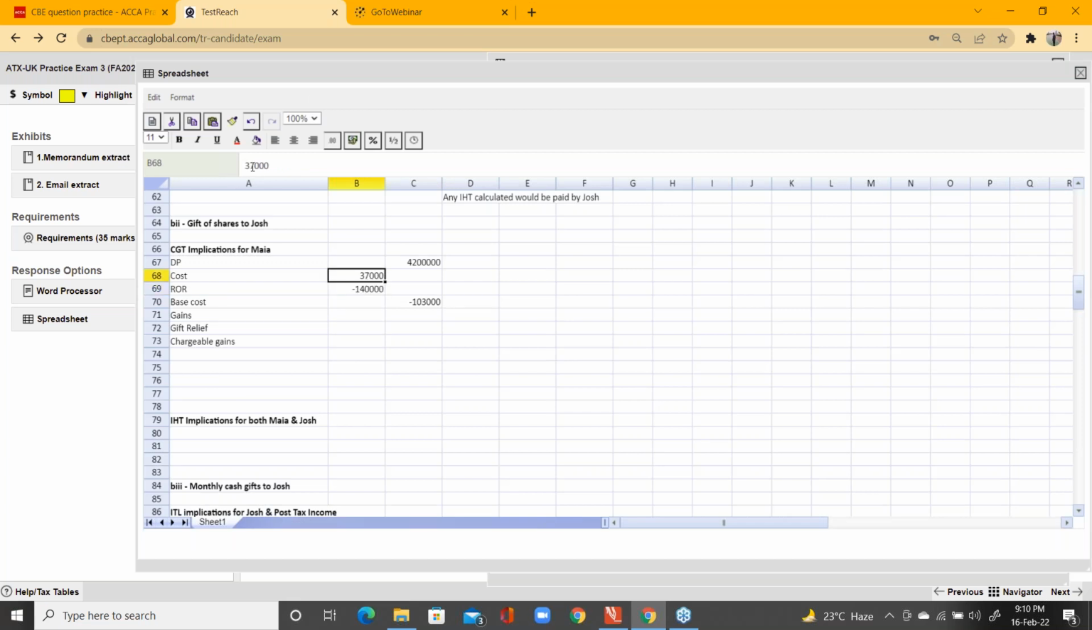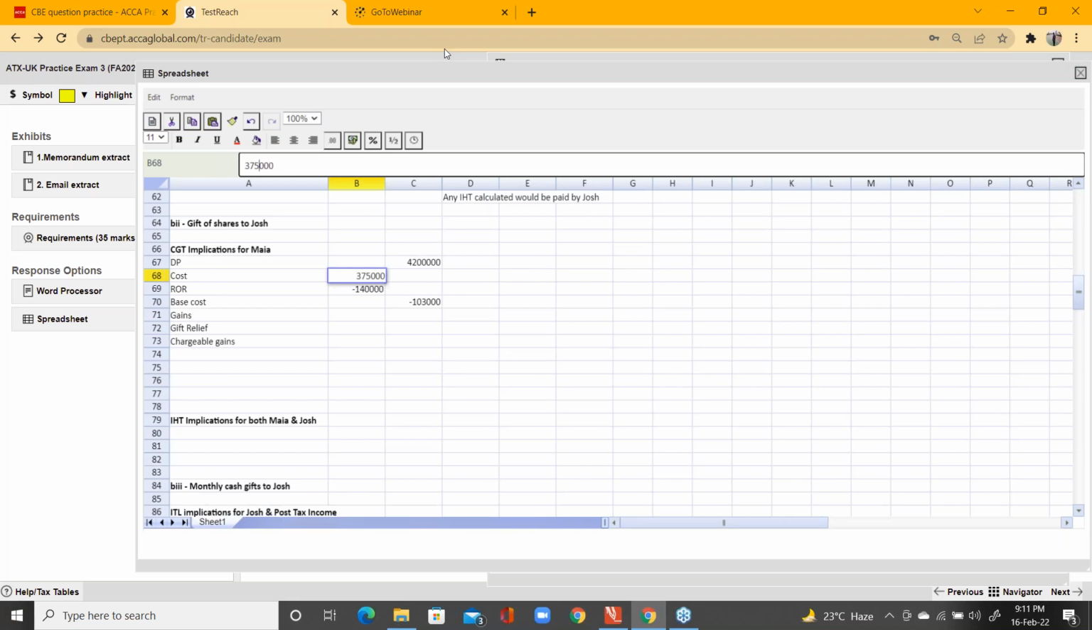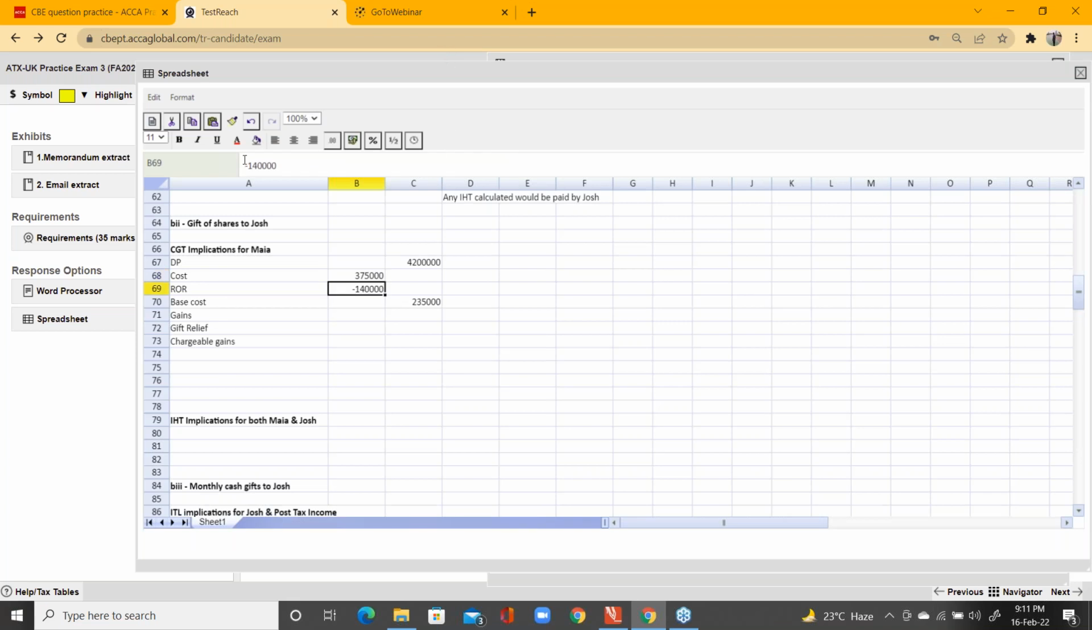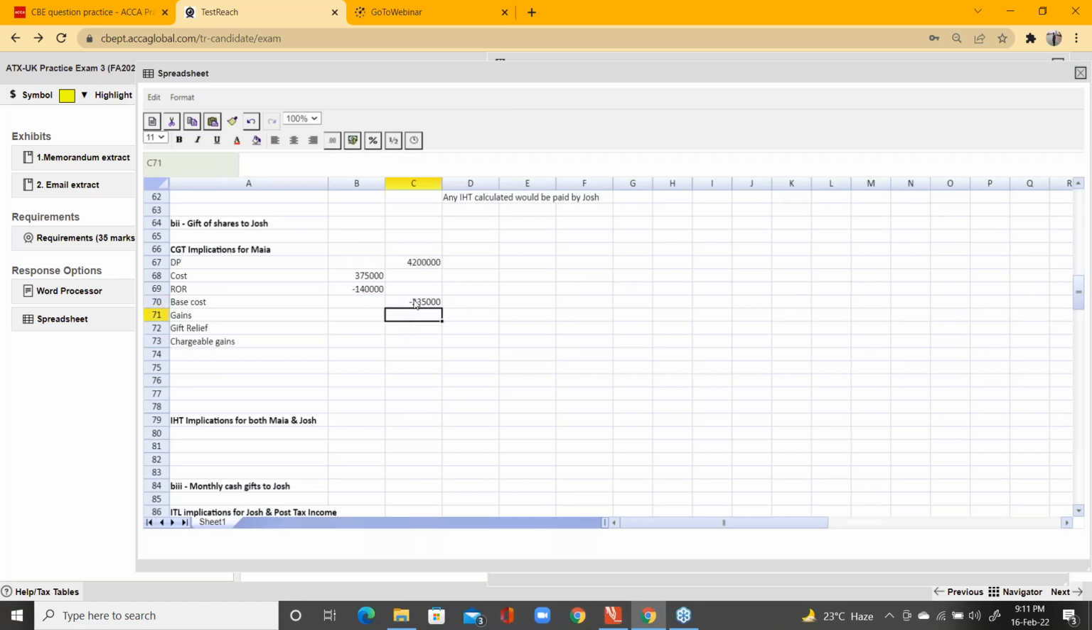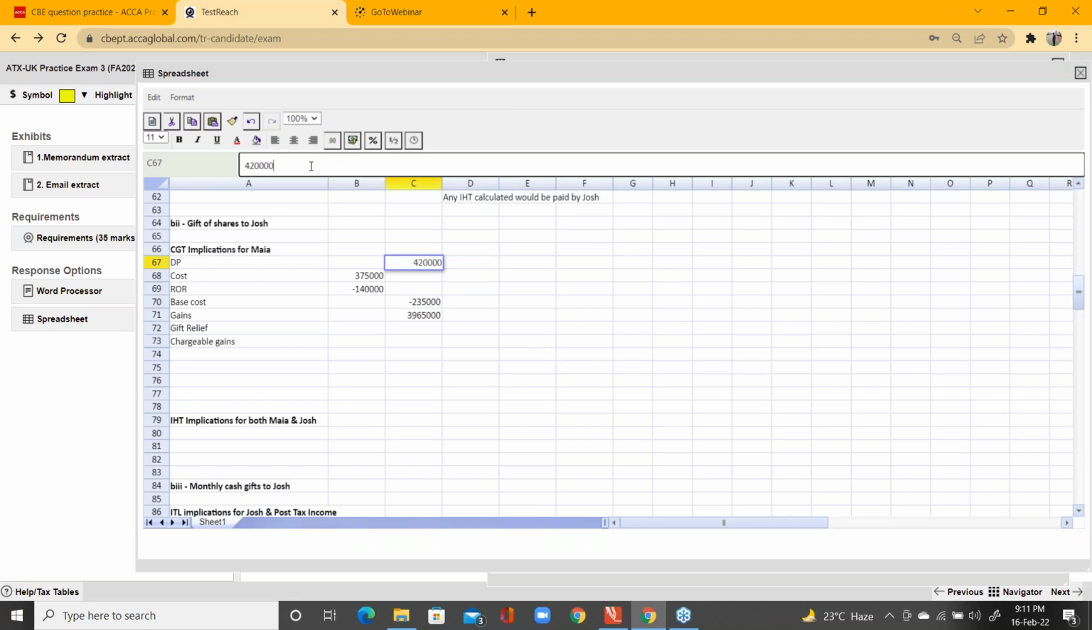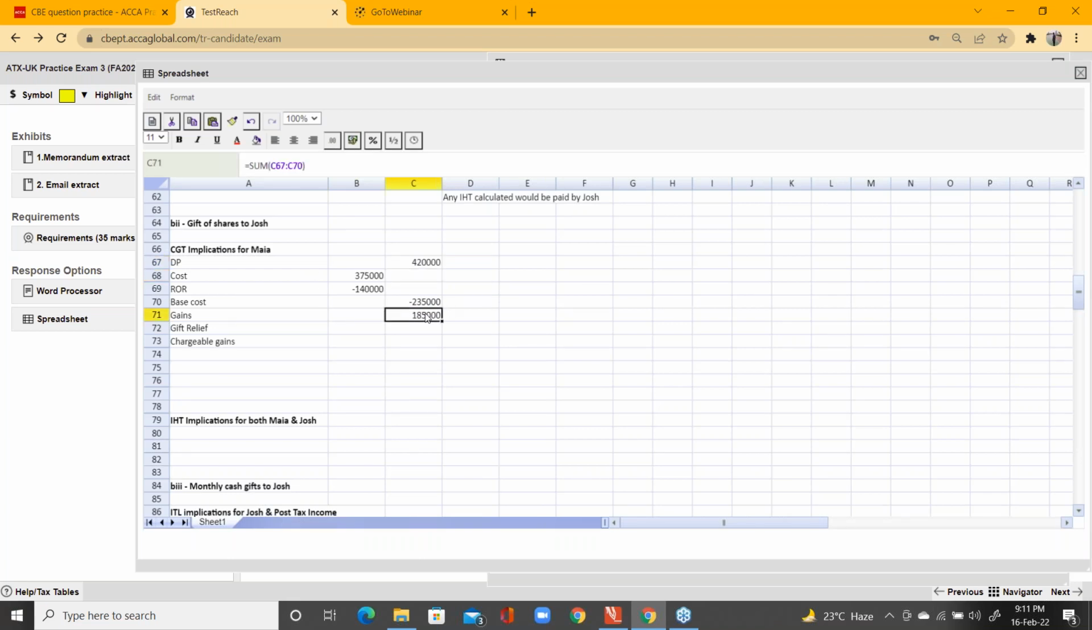It's a typo error, that is 375,000 in fact. This base cost is to be deducted from disposal proceeds. So marking a negative sign in between is equal and sum. There is a negative sign we marked just to have this value as a negative figure. Then the sum of the above two figures gives you a gain: from 420,000, if 235,000 is deducted, 185,000 is the gain amount.